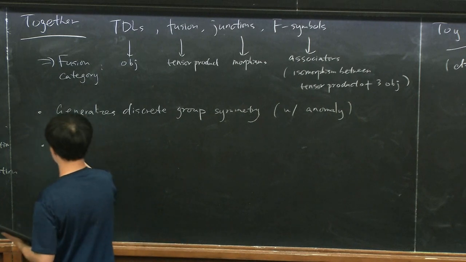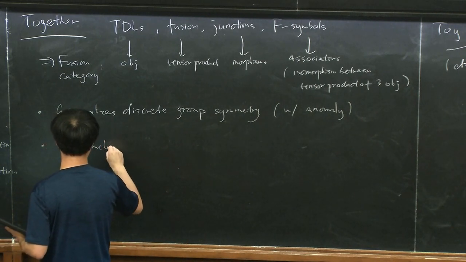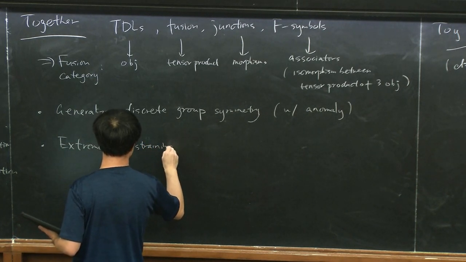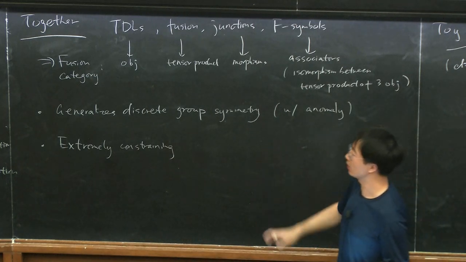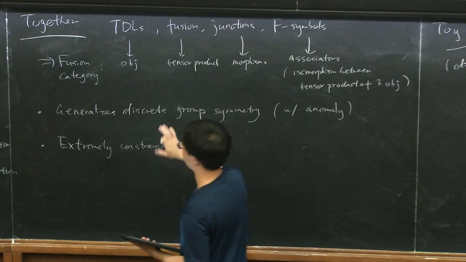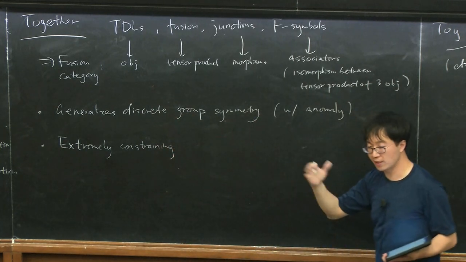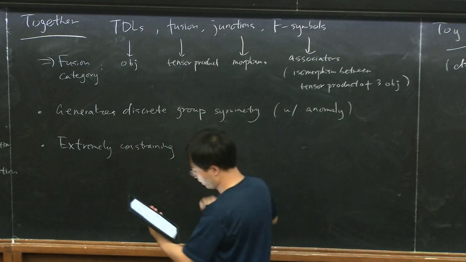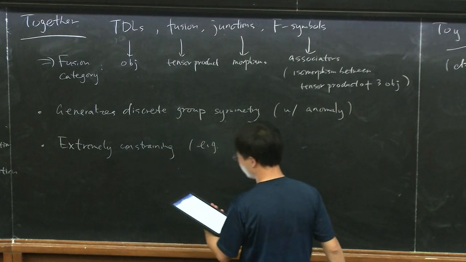And the second comment is that the structure of a fusion category is extremely constraining. Of course, if you don't introduce these non-invertible defects, then it's just as constraining as it is for constraining anomalies associated with a given group symmetry. Okay? But here, the constraints manifest in the following way. Let me just give you an example.